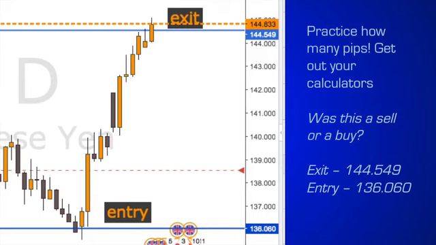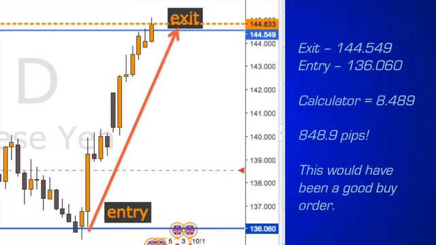All right, now I want you to try. Practice. How many pips did you get? If you entered, notice at the bottom, your entry is at the bottom at 144.549, and you exit at 136.06. How much did you gain? And here's another question. Was this a buy or a sell? Well, why would you get in for this? Would you get in for a buy or would you be getting in for a sell? So 2 questions. How many pips? And would you be getting in for a buy or a sell?